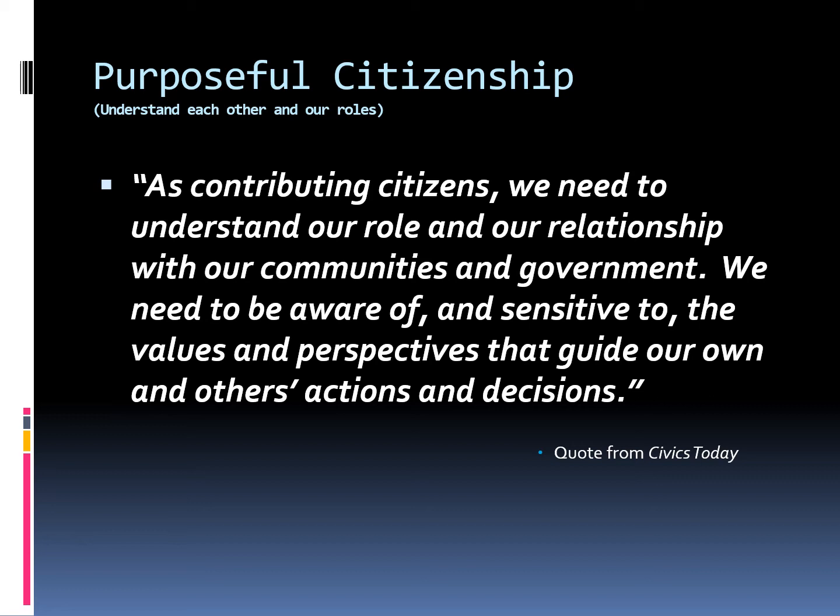Purposeful citizenship helps us understand each other and our roles. A quote from Civics Today helps us better understand this concept. It says, "As contributing citizens, we need to understand our role and our relationship within our communities and government. We need to be aware of and sensitive to the values and perspectives that guide our own and others' actions and decisions. We are designed by God to live in community with others. We need to understand those who live in community with us and treat them with respect."